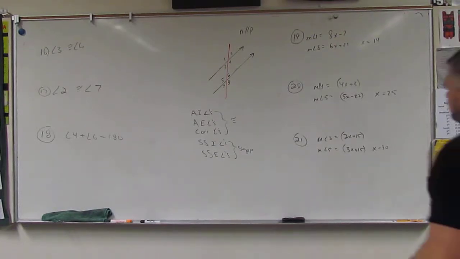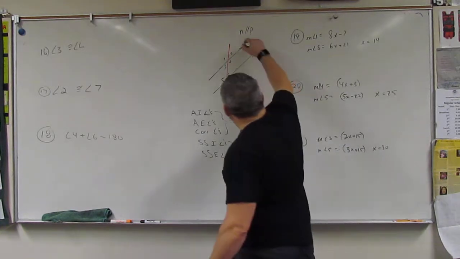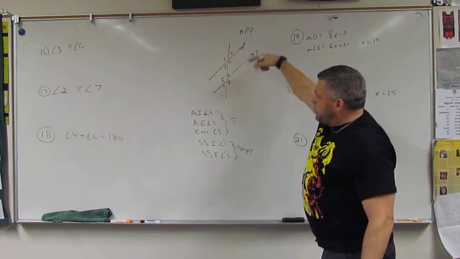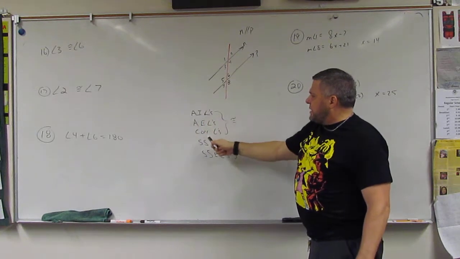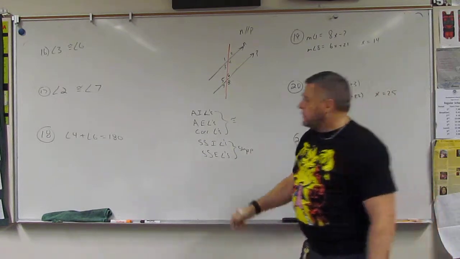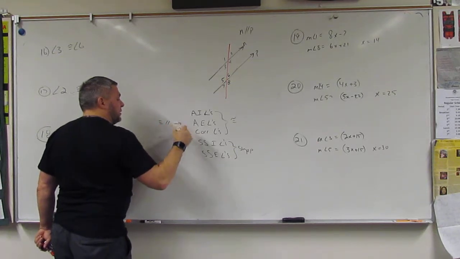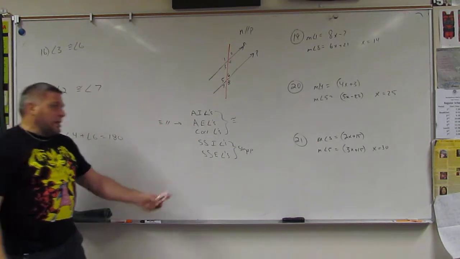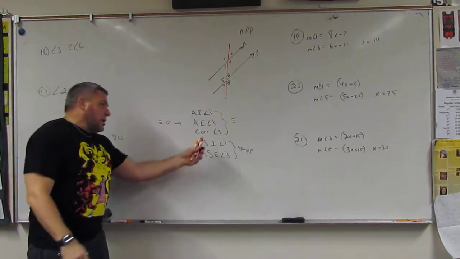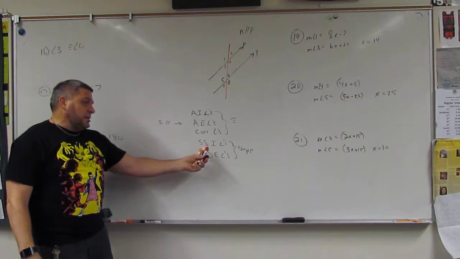So, again, this is N and P. It says that N and P are parallel. We know that alternate interior angles, alternate exterior angles, and corresponding angles are all congruent if they are parallel. So, if parallel, then this is true, right? Then alternating interior angles are congruent. Alternating exterior angles are congruent. Corresponding angles are congruent.